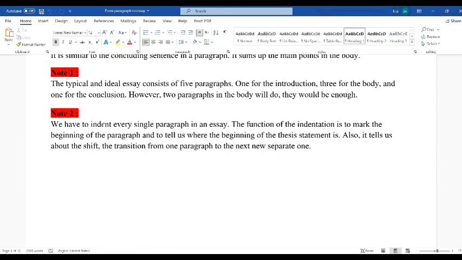What is the meaning of indent? Indent, like it's a verb. Indent every single paragraph. Indent, we have a noun of it, which is indentation. What is the meaning of indentation? Anyone has an idea?